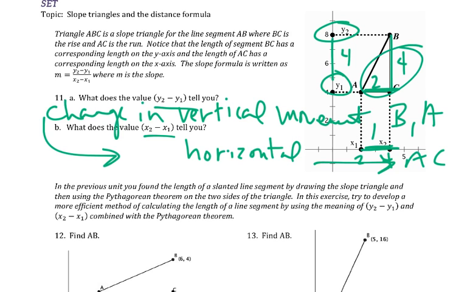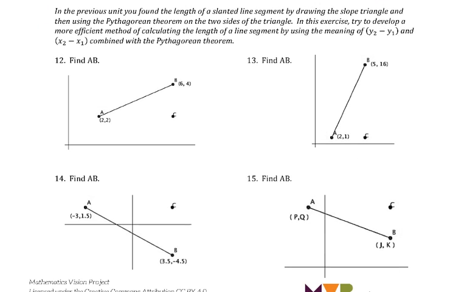Which, we use that for slope, or we can use the Pythagorean Theorem. So in the previous unit, you found the length of a slanted line segment by drawing the slope triangle and then using the Pythagorean Theorem on the two sides of the triangle. In this exercise, try to develop a more efficient method of calculating the length of a line segment by using the meaning of y2 minus y1 and x2 minus x1.